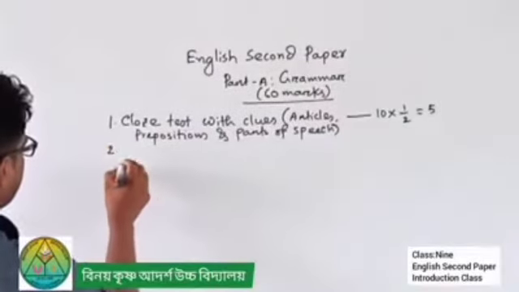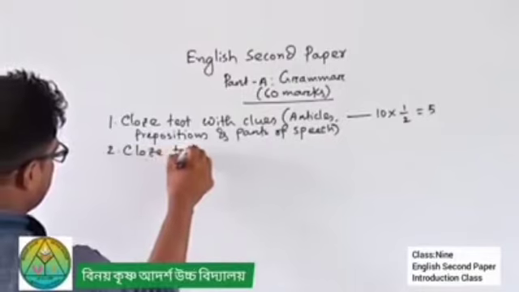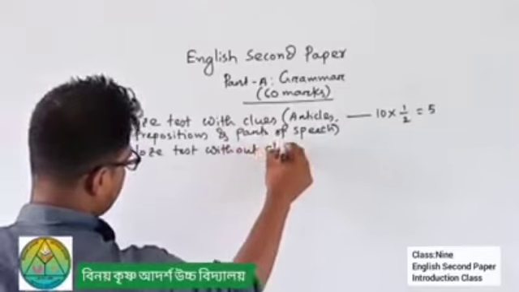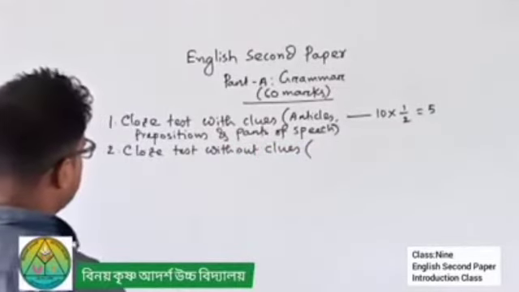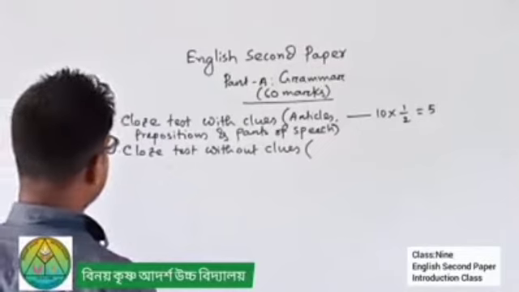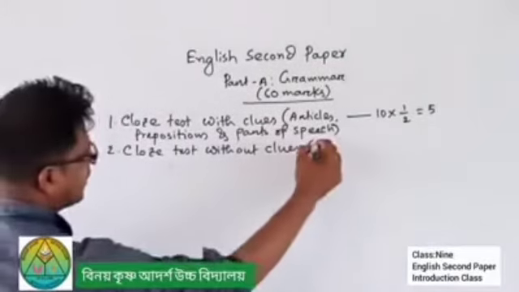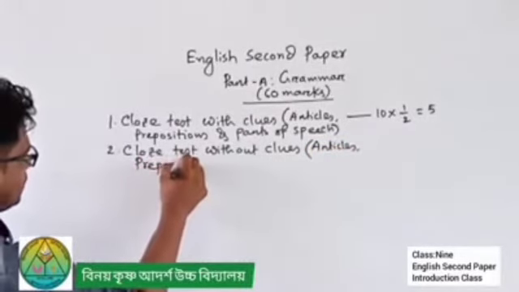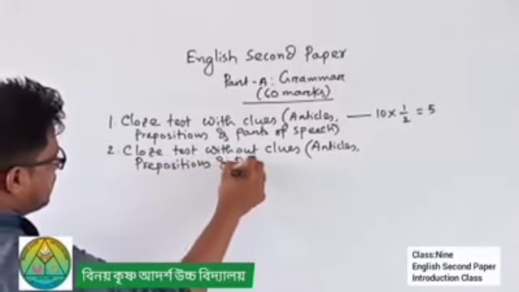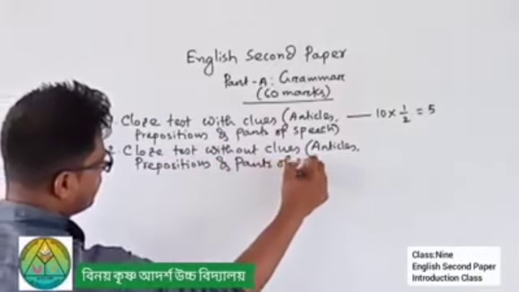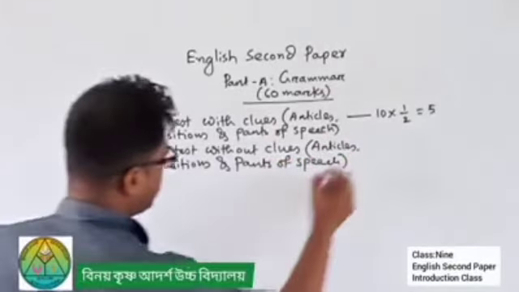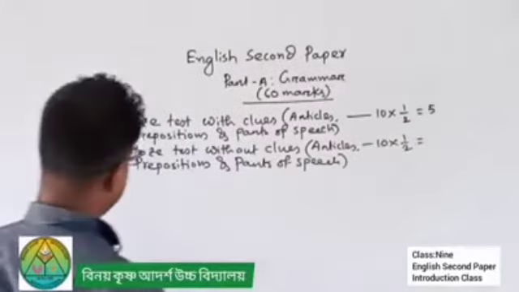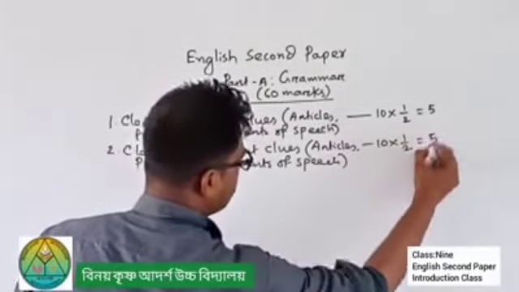Question 2, cloze test without clues. That is on the same items as question number 1: articles, prepositions and parts of speech. Dear learners, you will get 10 gaps, each consisting half marks, and this item will prize you 5 marks if you are correct in all gaps.